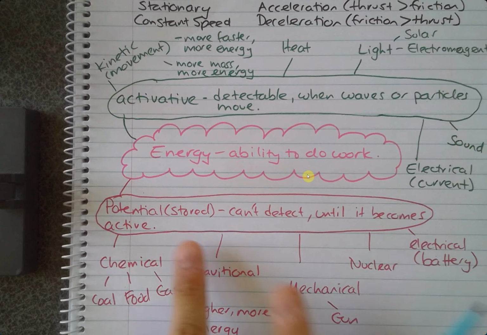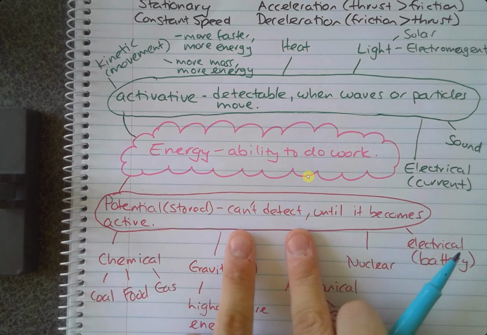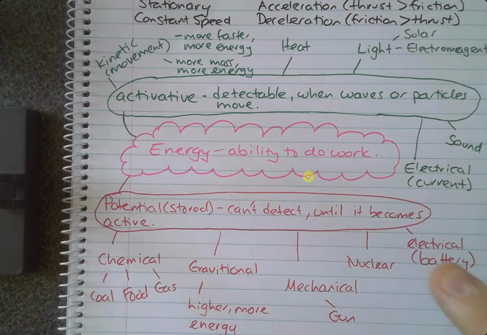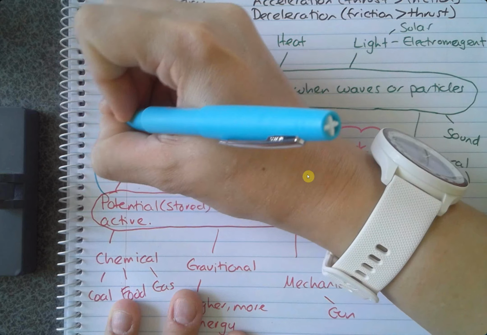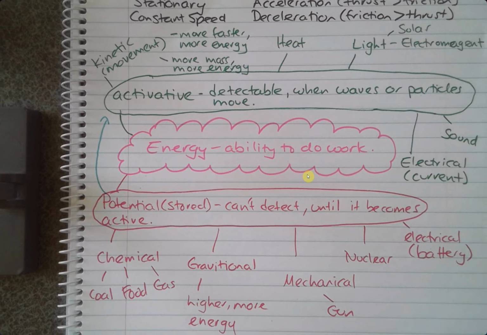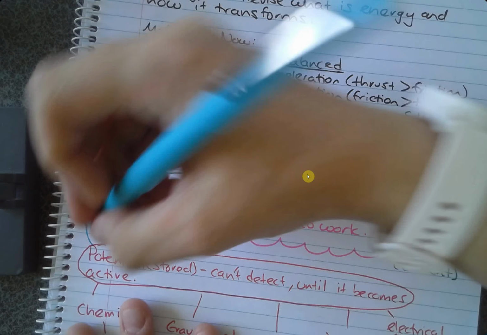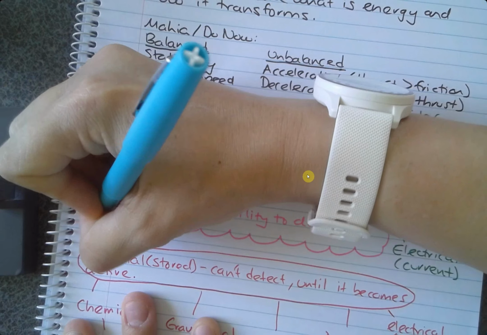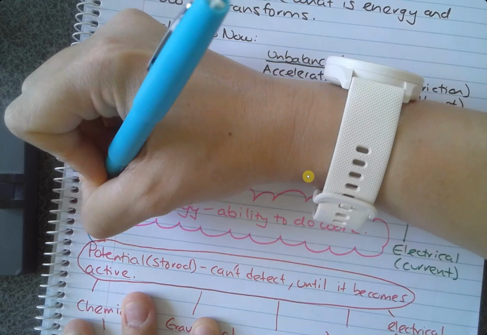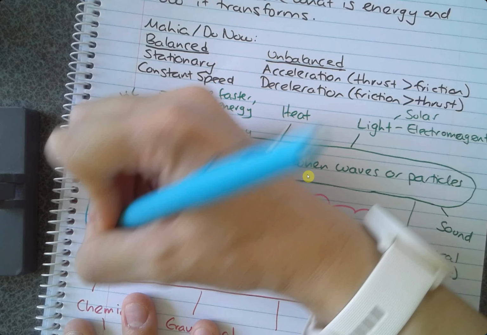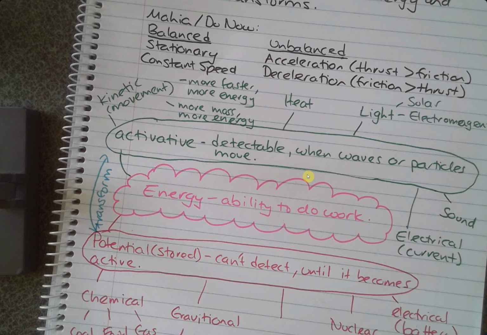So remember how I said potential energy, we can't detect it until it becomes active. The way it becomes active is by transformation. Now I'm going to kind of squeeze transformation in there. All right, transform. Now we can transform them in both directions. So between the active energy bubble and the potential energy bubble, I want you guys to draw a double-sided arrow and write the word transform. Because that's what we were doing. We were transforming that energy.